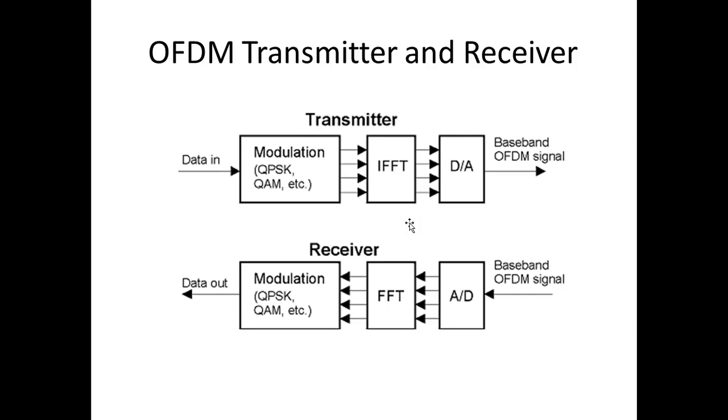At the receiving end, the same OFDM signal is passed to an A to D converter, which gives it to a Fourier transform. Then it is demodulated using the same technique as used in the transmitting end.